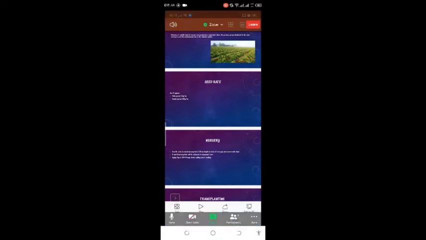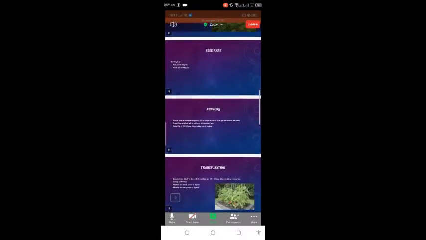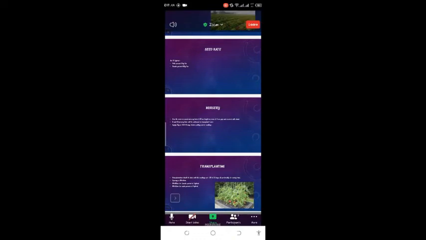Transplanting should be done when the seedlings are 20 to 25 days old, preferably in the evening. Spacing is 60 multiplied by 45 cm, 90 multiplied by 60 cm for female parent of hybrid, 60 multiplied by 45 cm for male parents of hybrid.